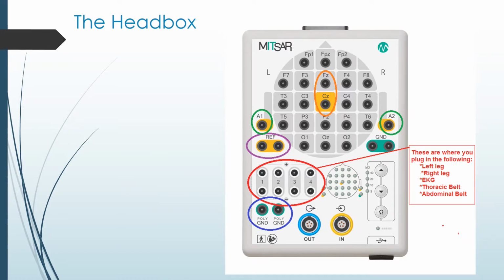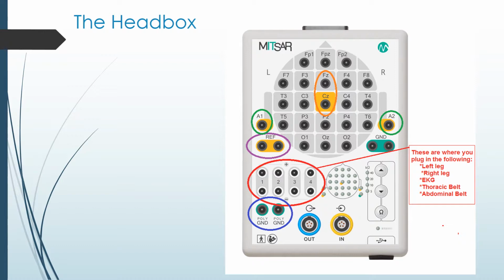Okay, so here's a picture of our head box. So once you get your patient all hooked up, you're going to plug your electrodes into a head box, and it could be a head box similar to this. It could also be a head box that looks totally different. Every computer system has a different type of head box, so you have to just adapt to your environment. But I do want to point a couple of things out. Circled in blue at the bottom of this head box, this system has a poly ground site for you to use.